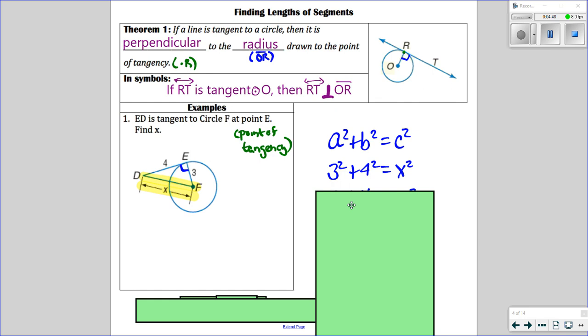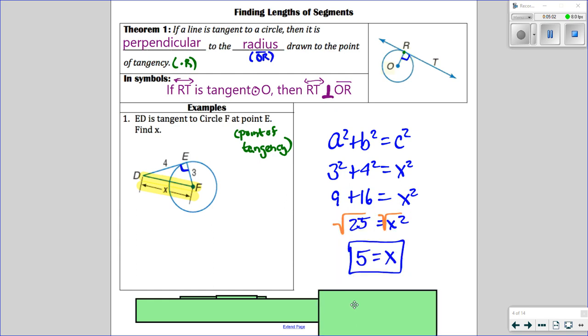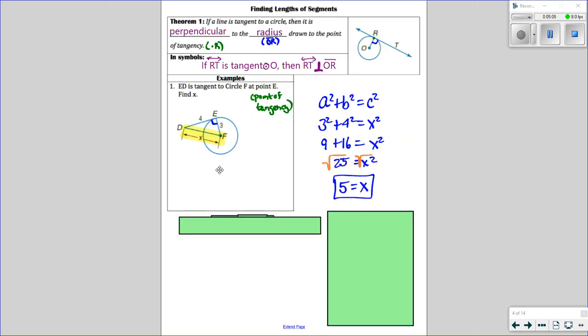EF and DE are going to be the legs, so it's going to be a and b, or whichever way you want to switch it. But c is always designated for the hypotenuse. The hypotenuse is always opposite the 90 degree angle. So once you plug that all in, you solve, and then you find x to be 5. So again, using the information about tangent lines and radius and knowing that they create a 90-degree angle, you can always find the missing side for that triangle that is part of that circle, or outside part, however the triangle is laid out. All right, let's go on to the next.